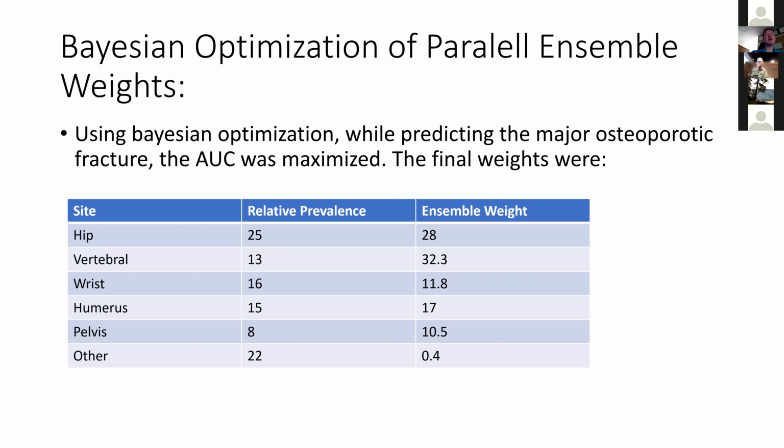So in this graph here, you can see the relative prevalence of each fracture type in this data set. And then you can see how much weight was assigned to each of the extreme gradient boosting algorithms for this fracture type. So you can see here that in the case of vertebral fracture, it felt that the algorithm was more meaningful than the relative prevalence of vertebral fracture in that it gave 32% weight to detecting the vertebral fracture outcome with that extreme gradient boosting algorithm versus only 13% prevalence. And then interestingly, although other osteoporotic fractures were quite prevalent at 22%, after Bayesian optimization of the weight, it didn't like that extreme gradient boosting algorithm at all.